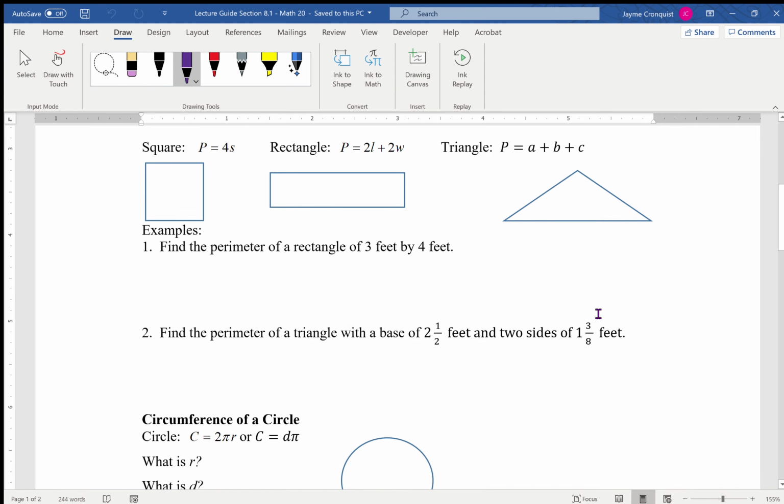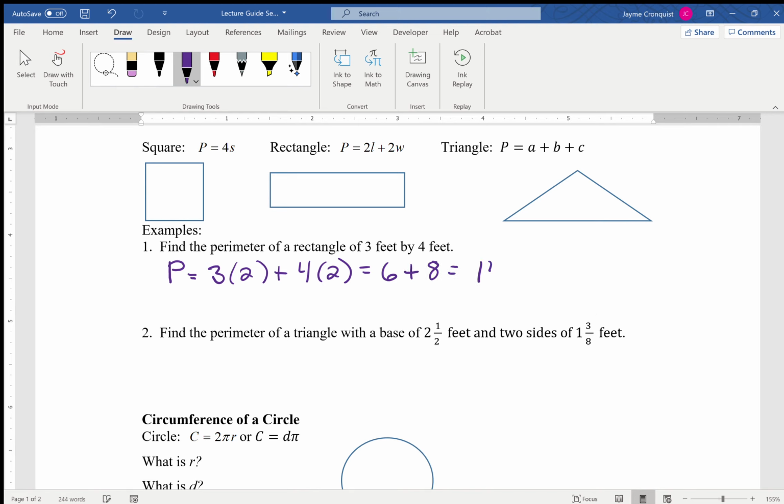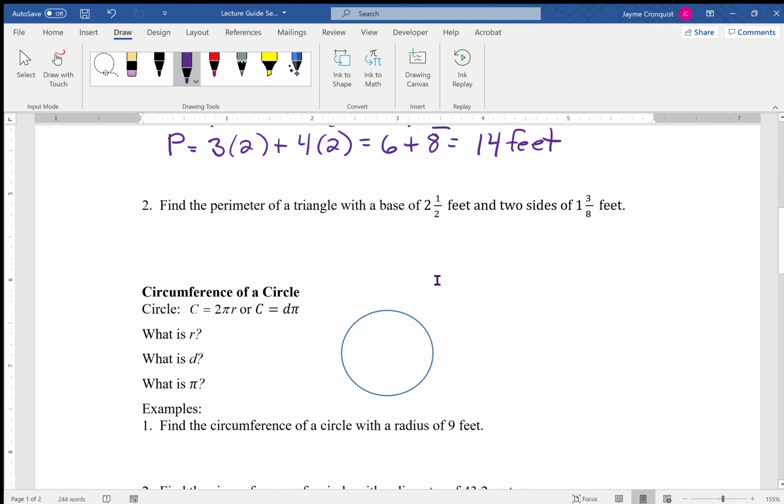All right, find the perimeter of a rectangle of 3 feet by 4 feet. So it's going to be P is equal to 3 times 2 plus 4 times 2, which is 6 plus 8, which equals 14. We need to make sure we use our units, feet. Perimeter is a length measurement, so it is just one unit. It is not squared units or cubed units.